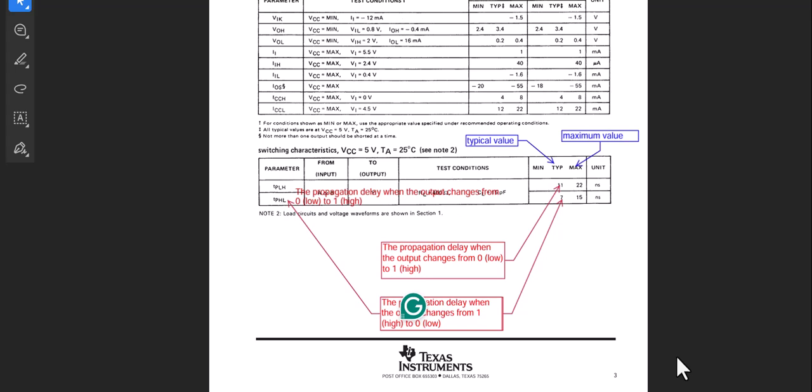And it shows the propagation delay. So what that means is a signal comes into the chip, and you're doing digital logic, so signals are either 0 or 1, and they can change from 0 to 1. And as the chip operates, it takes a certain amount of time for that change to register.